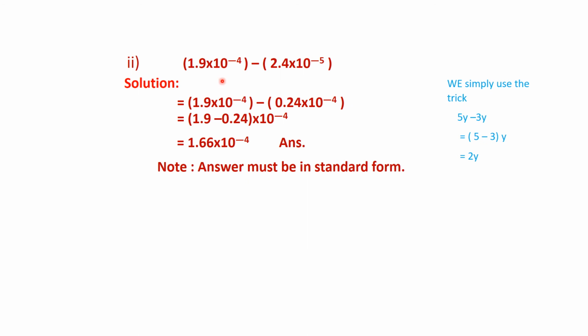Similarly, we are given two numbers for subtraction. Again, these powers are not the same. We have to change the smaller power, this is the smaller power, into the larger one. We have to make this minus 5 as minus 4. Simply we move this decimal from here towards the left side one place. I write this decimal here and I add 10 power plus 1, which makes this 10 power minus 5 equal to 10 power minus 4.